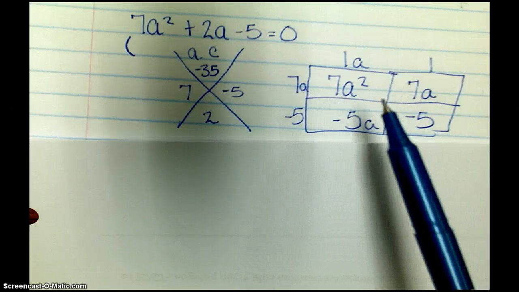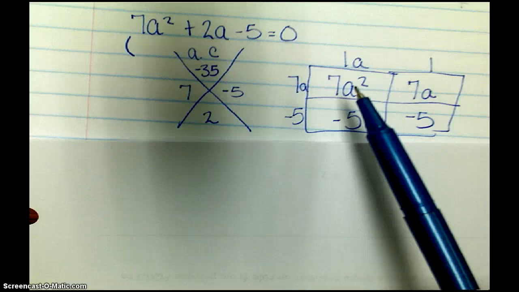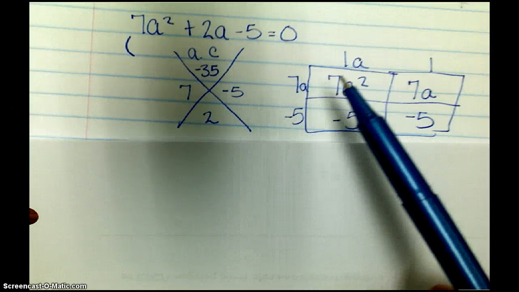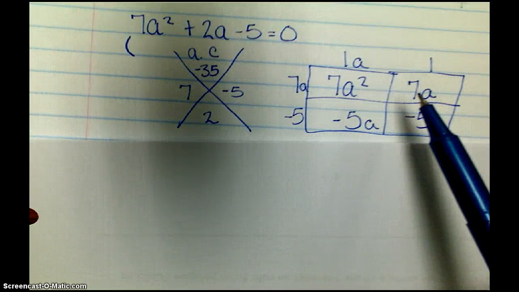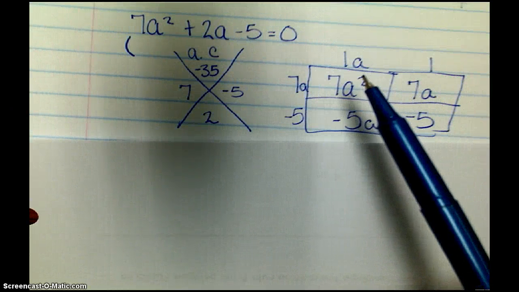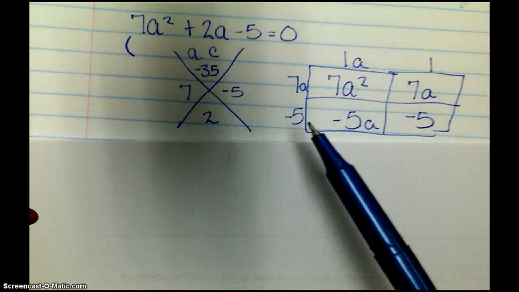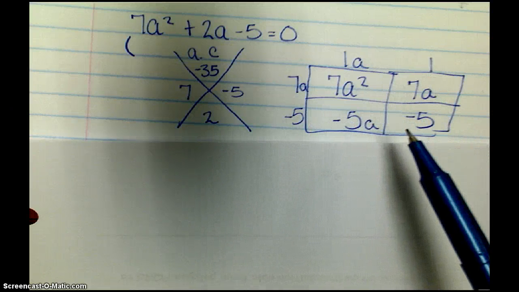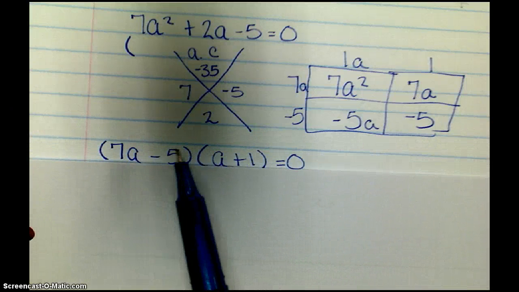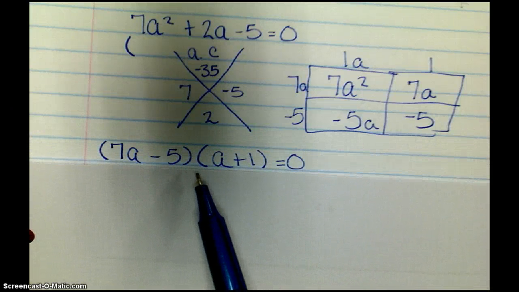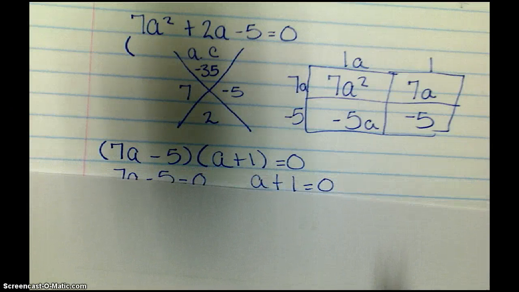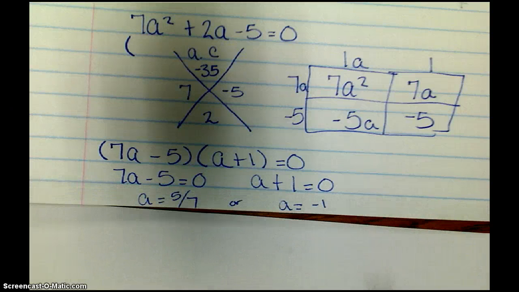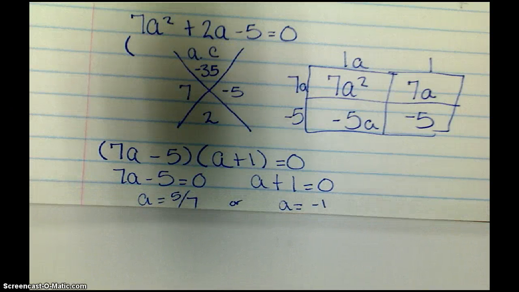And then I need to figure out what I need to multiply together to get those inside terms. So 7a times 1a is 7a squared. 7a times 1 is 7a. Negative 5 times 1a is negative 5a. And then negative 5 times 1 is negative 5. So I have my factors, 7a minus 5 times a plus 1 equals 0. And then I'm going to solve. I'm going to get a equals 5/7 or a equals negative 1.